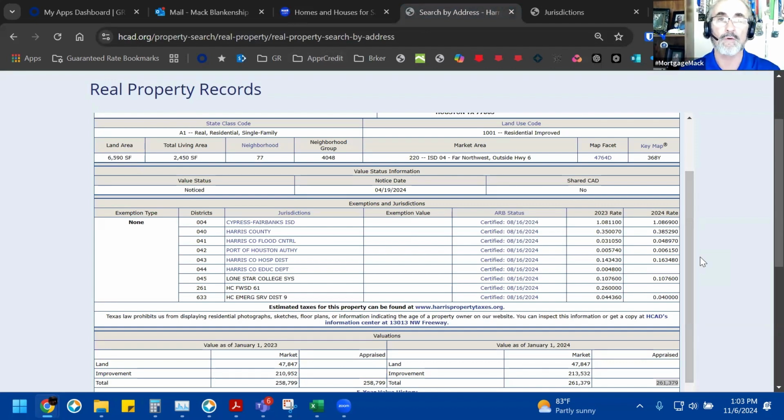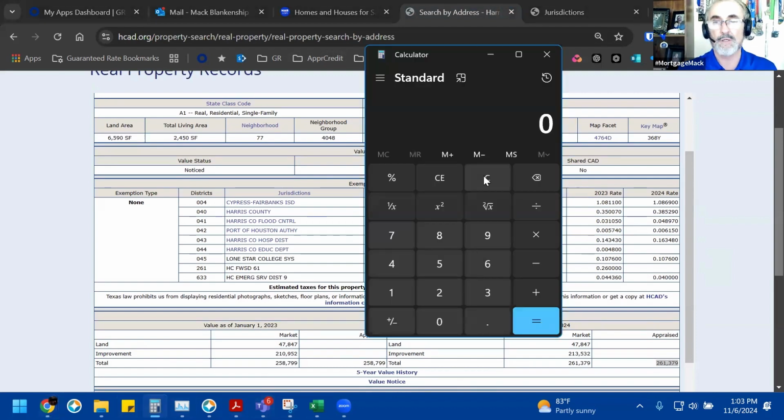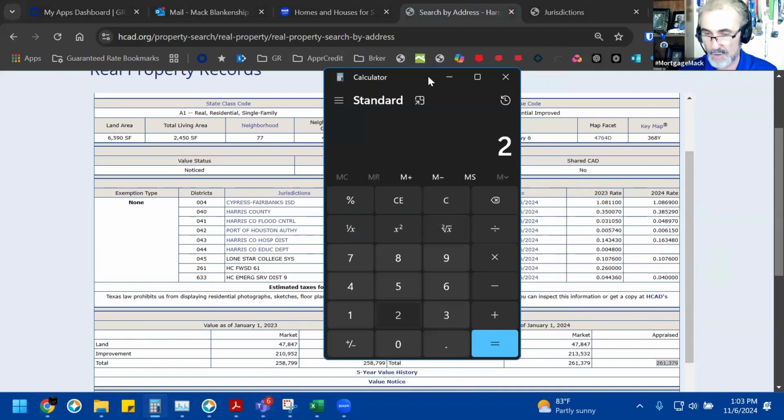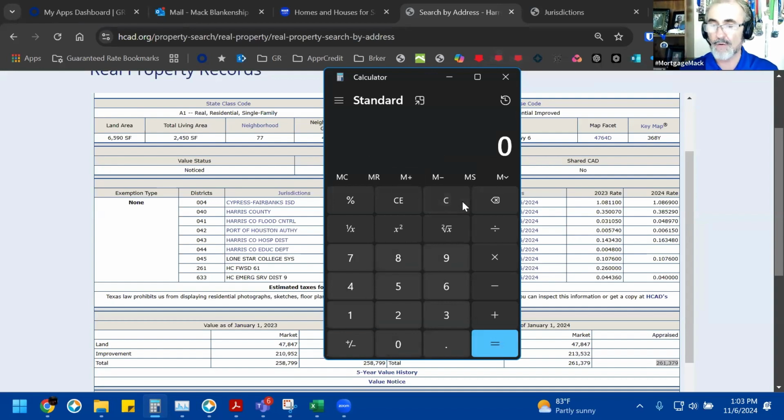Keep in mind that amount is 2023 value and 2023 rates. We're going to be using the 2024 value. So pull up my trusty calculator, and let's start with the school district. 261.4, get 20% off, minus another $100,000, divided by 100, times the rate of 1.0869. Boom, there's your school tax. Let's see the other entities. I'm going to add those together.